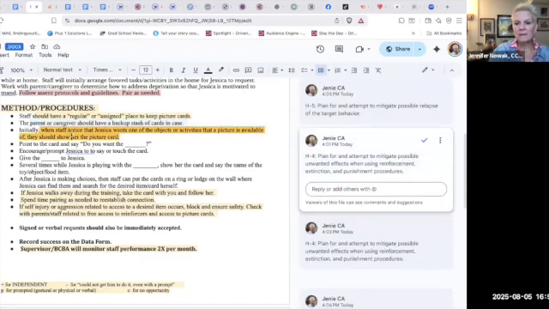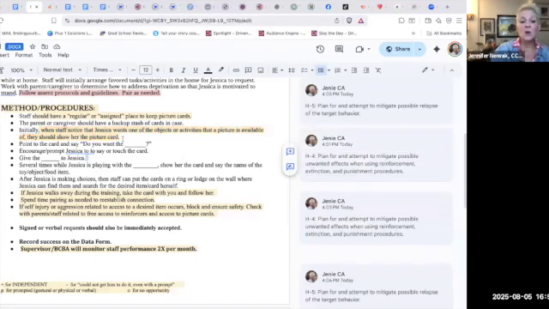Then, how are we going to implement the thing? H4, plan for and attempt to mitigate possible unwanted effects when using reinforcement, extinction, and punishment procedures. So, initially, when staff notice that Jessica wants one of the activities, we're not randomly going up and saying, what do you want? What do you want? That might get an unwanted effect of punishment. So when she wants something, then boom, we're ready to offer her some picture cards, and they should show her the picture card.